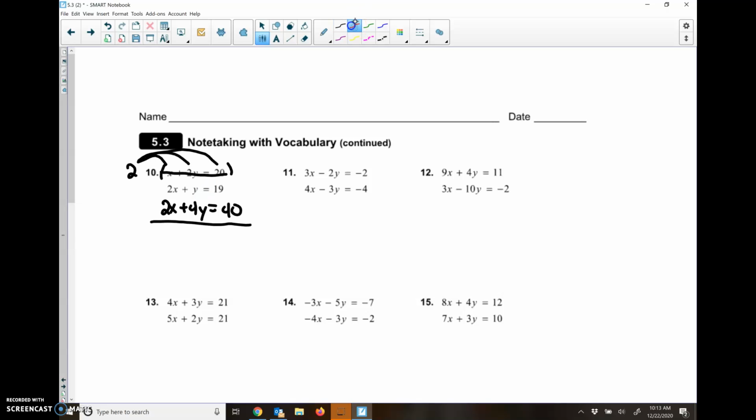Okay, so now if I'm going to use elimination here, I have 2x and 2x. Well, now these are both positive here, so I wouldn't add 2x and 2x because that gives me 4x.